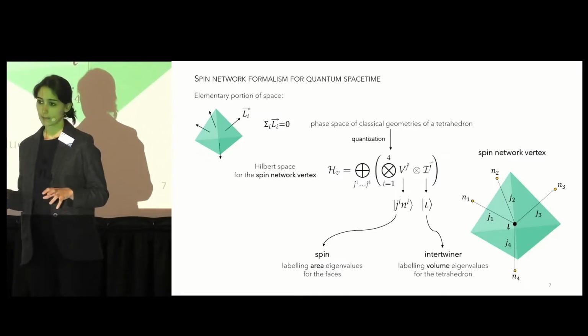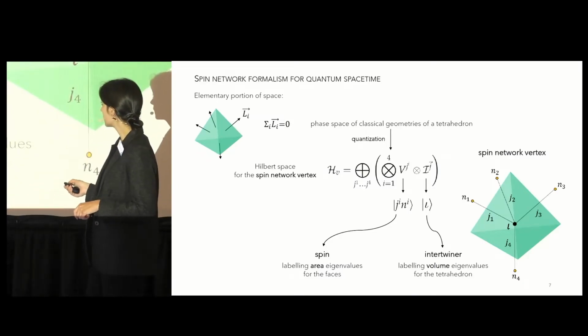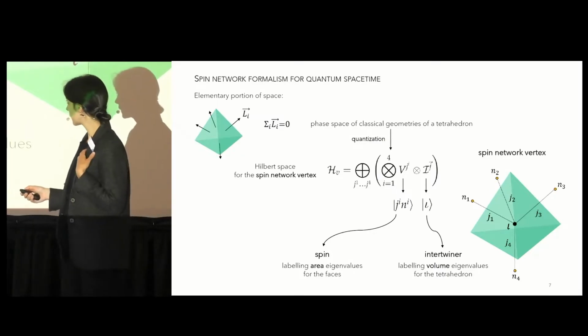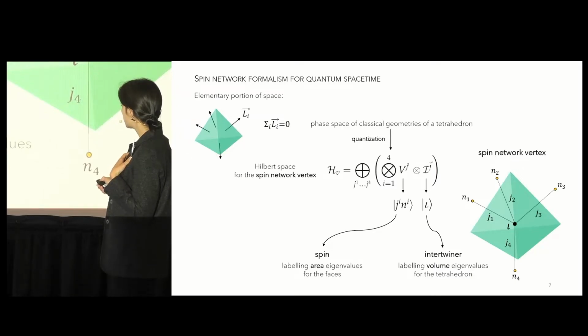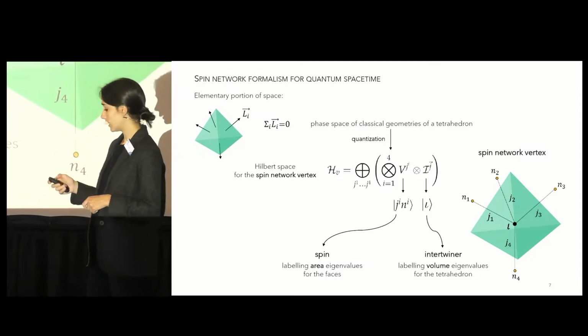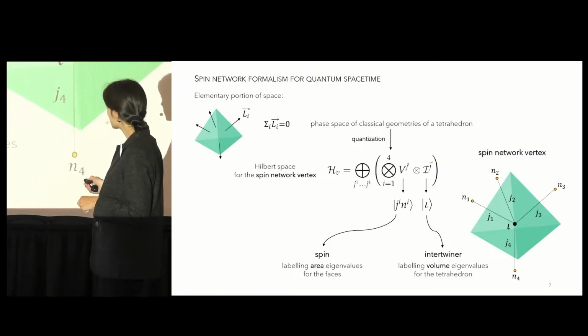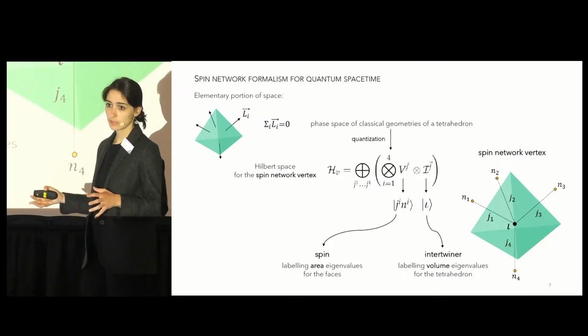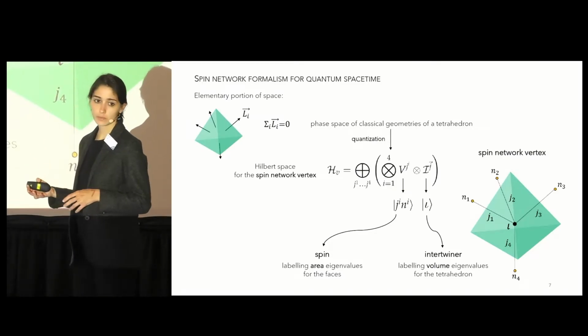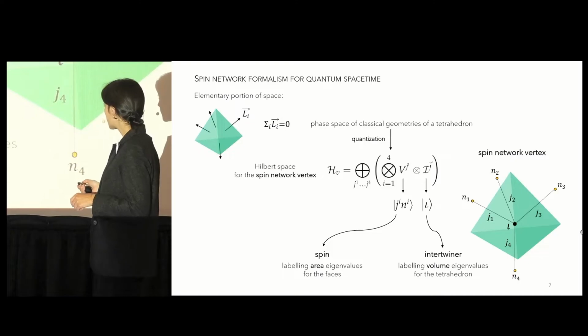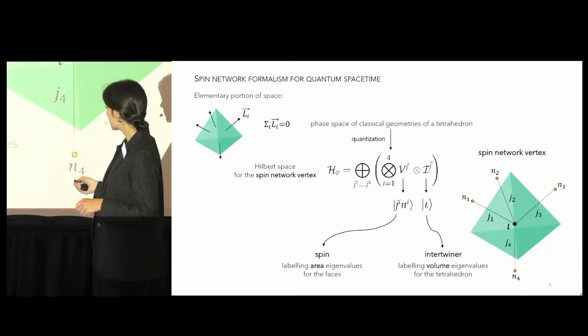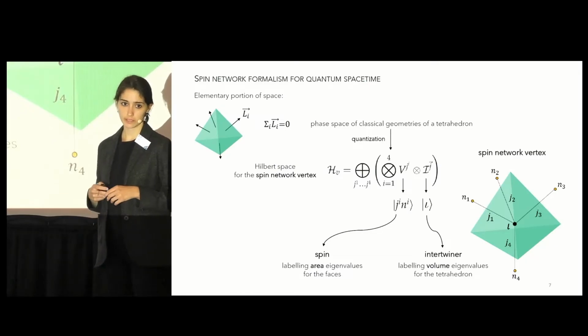And if we quantize the phase space of geometries of this tetrahedron, we end up with a Hilbert space, which is describing 4 spins, one for each face of the tetrahedron, and the value of the spins turns out to be related to the area of the face of the tetrahedron. And then we have an additional degree of freedom, which comes from this closure condition, which is, in the canonical quantization of general relativity, the Gauss constraint. And so it's the constraint imposing the gauge invariance at each vertex. And so we have this additional quantum number called intertwiner, which is related to the volume of the tetrahedron.